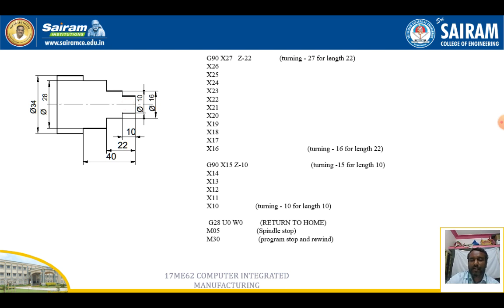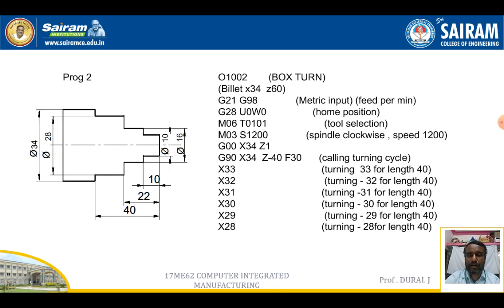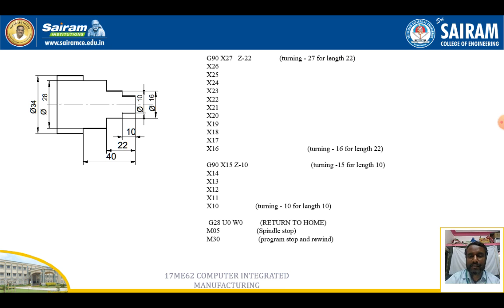After removing the material it will come and stop over here. Then you can give G28 U0 W0, which goes to the machining reference position, then M05 stops the spindle rotation, and M30 is program stop and rewind. Like this we have to write the program for the box turning cycle.